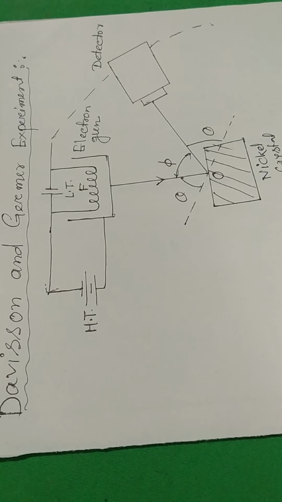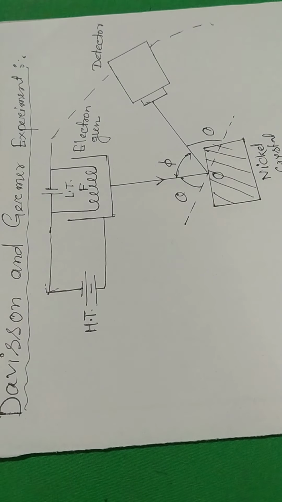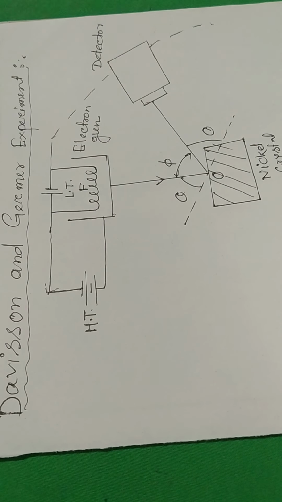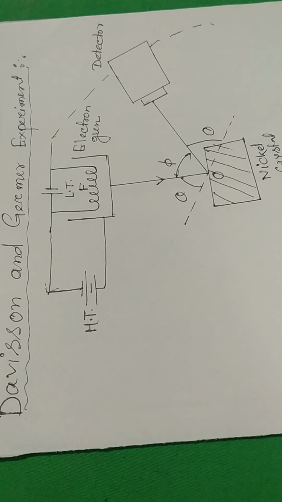This filament acts as an emitter. It is heated by a low tension LT battery to give thermionic emission. When it is heated, electrons are emitted. The emitted electrons are accelerated with the help of a high tension HT battery source. A guided cylinder with a hole arranges these electrons into a collimated, fine straight beam.